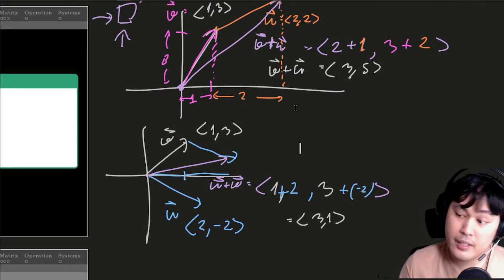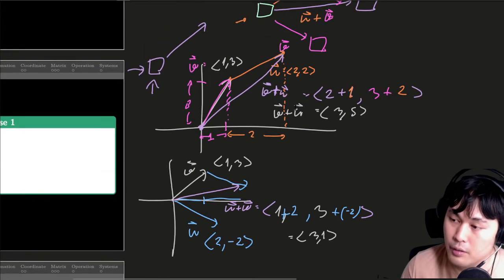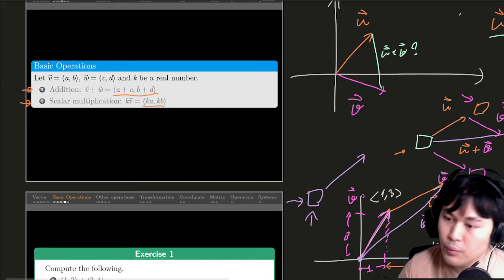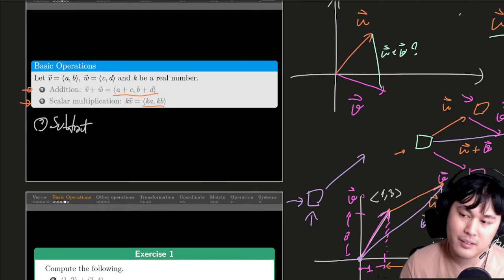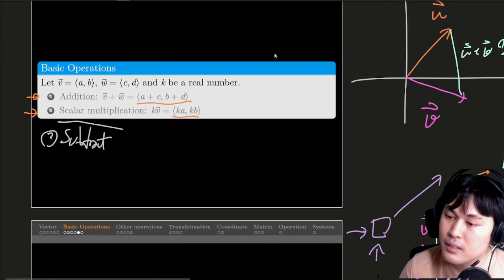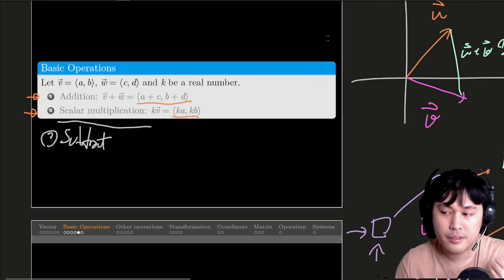Right, so that's the addition, when you combine forces to get a new force, a new vector. Then we also have subtraction. But before we go to subtraction, we need to come back a little bit and see what scalar multiplication means, what it means for us to multiply vectors using a scalar.